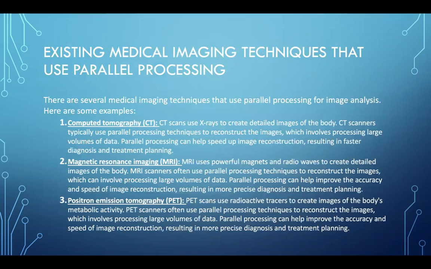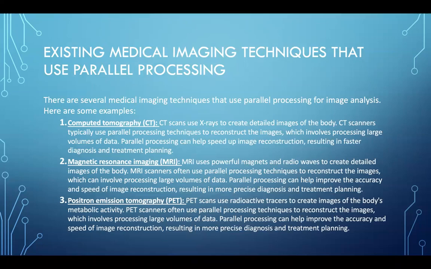Computed tomography. CT scans use X-rays to create detailed images of the body. CT scanners typically use parallel processing techniques to reconstruct the images, which involves processing large volumes of data. Parallel processing can help speed up image reconstruction, resulting in faster diagnosis and treatment planning.